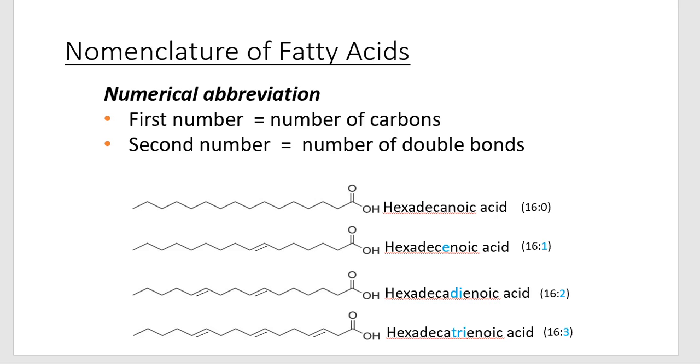Again, this is the numerical abbreviation. The first number is the number of carbons and the second number is the number of double bonds. The second number is 0 because this is saturated. 1 double bond, we have enoic. 2 double bonds, we have di and enoic. 3 double bonds, tri and enoic.